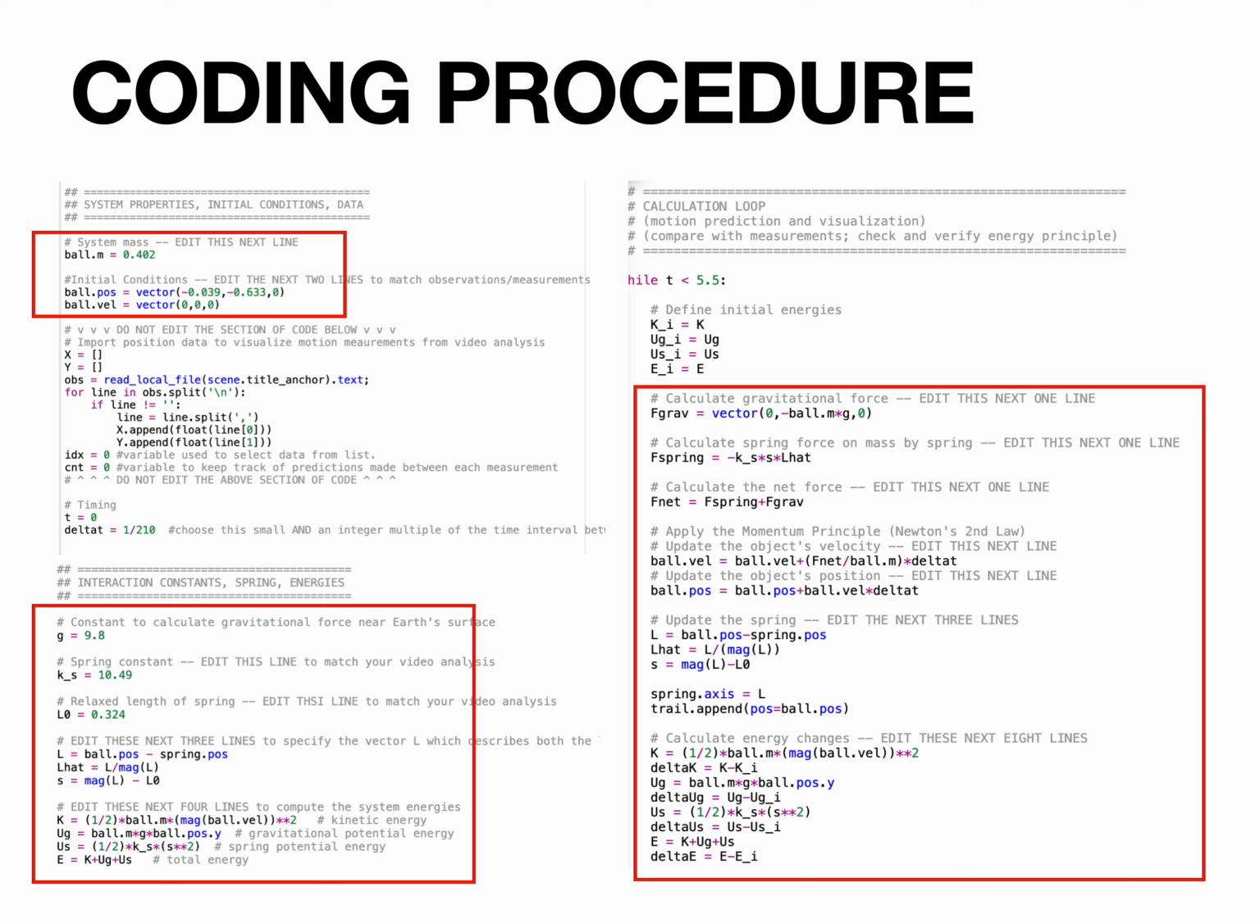And then in these next lines, I had to edit all of these formulas to get the right model setup and everything to work. You can see in the second box, editing all of the formulas so that they correctly produce what we want. And then in the calculation loop, similar thing for the gravitational force, plugging in the correct formula there: negative, in this case the variable is ball, but negative ball.m times g. And then editing the spring force and the net force formulas, and then applying the momentum principle here, updating the spring formulas, calculating energy changes formulas, all those good things in this last big red box.